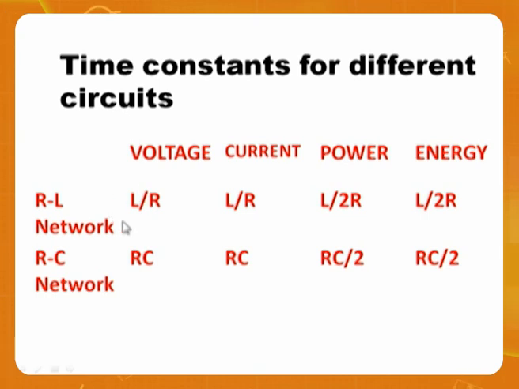This is the equation for voltage, and current is also the same. For power and energy, power means square, which means you will get 1 by root 2, and that root 2 whole square becomes 2 here. So L by 2R, RC by 2. So for voltage and current you get L by R, and for power and energy you get L by 2R and RC by 2. So these are the different ways of defining time constant.